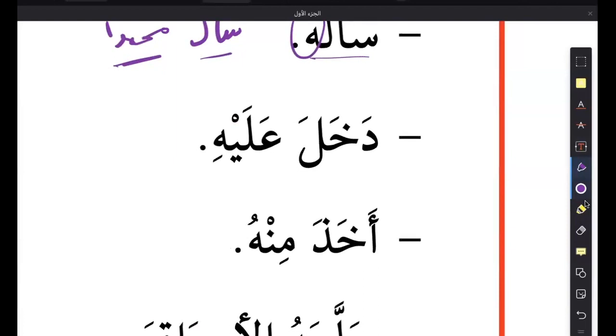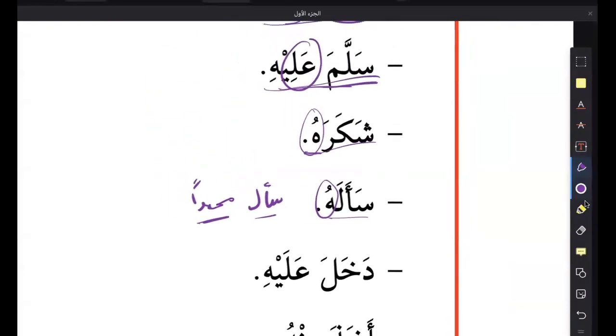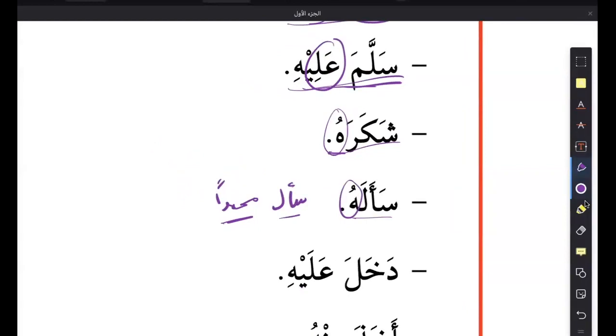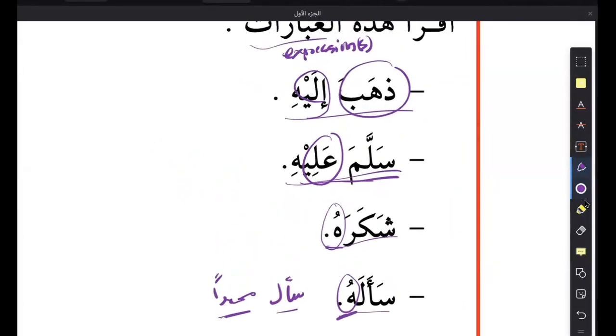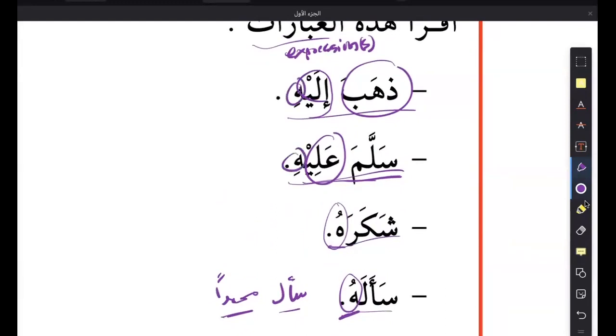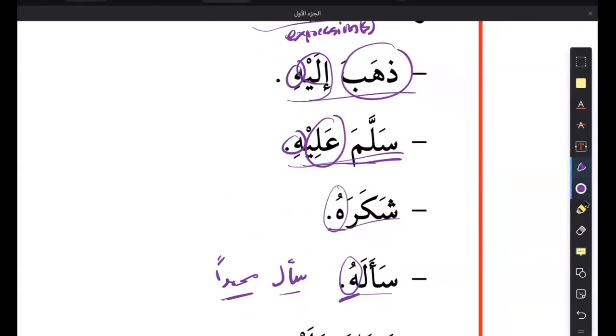Dakhala alayhi. Okay, so he entered upon him. Dakhala means to enter. If you're entering something, you cannot use a direct object. You cannot say dakhalahu. I think that's what they're showing, that some verbs you can have a direct object, and some verbs you simply can't. They're using a pronoun huwa, like a third person singular, to show how we can use these verbs when we want to use them with an object.